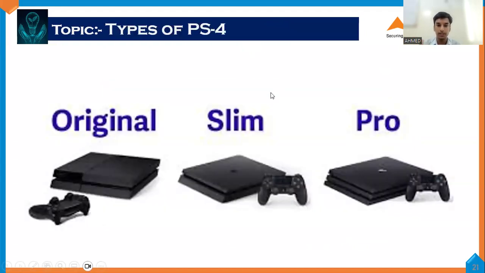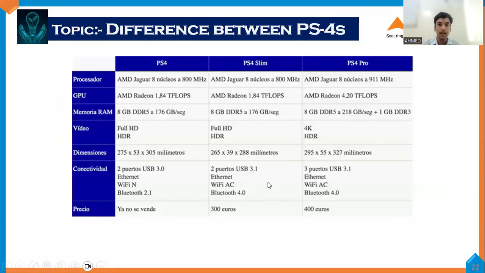There are three types of PlayStation 4: original, slim, and pro. What is the major and minor difference between these? Processor: the processor of the PlayStation 4 and the PlayStation Slim Edition is the same, at 800 megahertz. But the PlayStation Pro has 911 megahertz. It's a boost from AMD. The AMD processor is boosted a little, and the GPU is also boosted compared to the PlayStation Slim and the base variant.